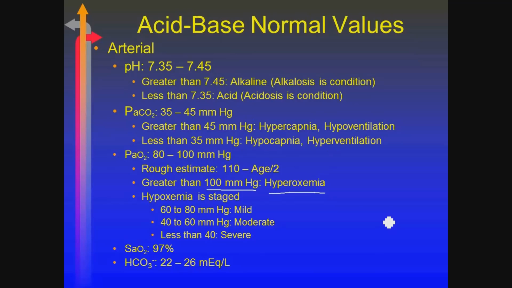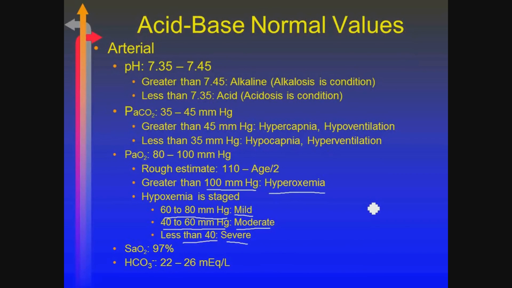Hypoxemia, we're going to break into 3 levels. Between 60 and 80, we're going to call it mild. 61 to 79, technically. Between 40 and 60, it's moderate. Less than 40, severe.